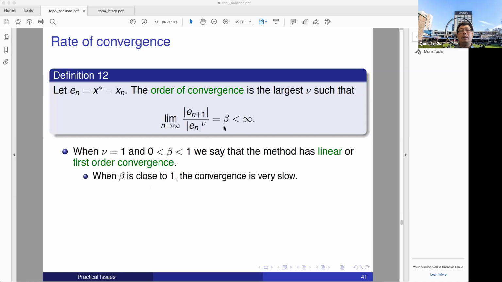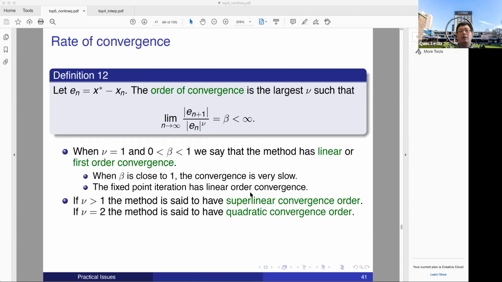And when this beta is close to 1, convergence is slow. So fixed point iteration has linear order convergence. And when nu is bigger than 1, then we call it superlinear convergence. And when nu equals 2, quadratic convergence or order 2.